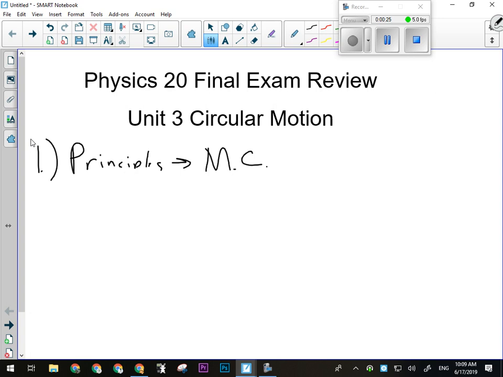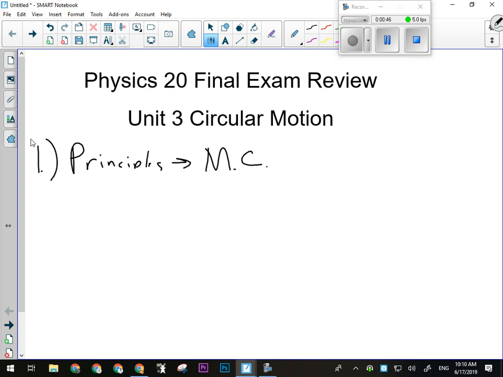A, it's uniformly accelerated motion. B, object traveling at a constant speed, or whatever. There'll be some options there. Those would be bad because they would both be true, so I wouldn't have both of those options on there, but just know that stuff like that is going to ask you about the principles of uniform circular motion. So make sure you understand them.